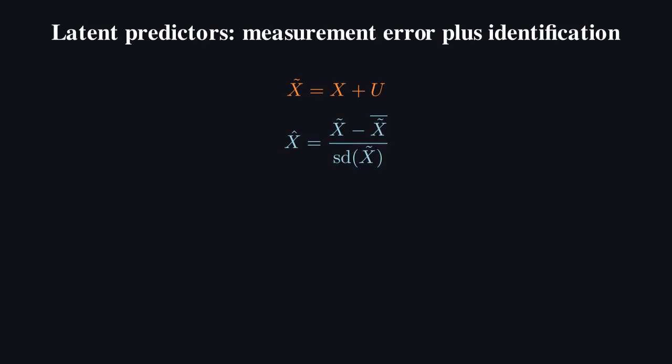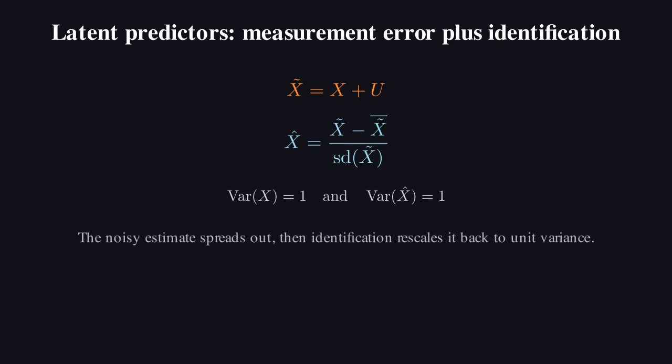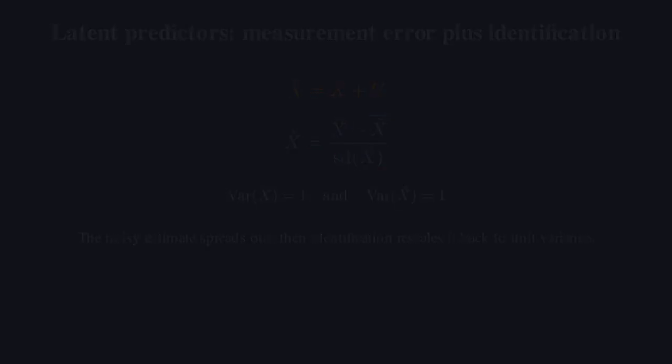But latent variables also require identification. In practice, we usually put both the true latent trait and the estimated score on a mean zero unit variance scale. That second step matters. The estimate is noisy, but after standardization, it has the same variance as the target latent trait.